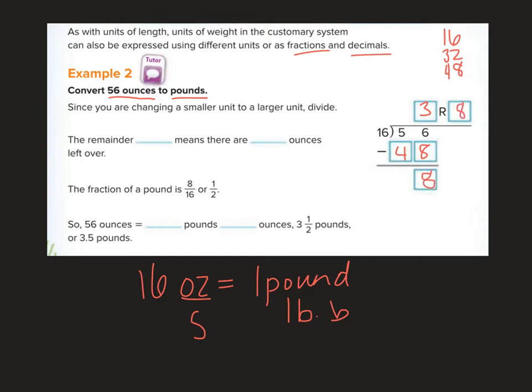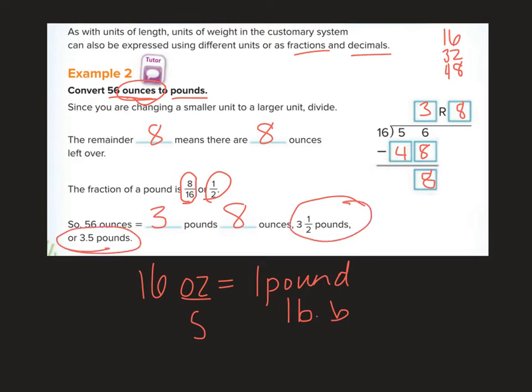So remainder 8. The remainder 8 means there are 8 ounces left over because that was the original unit we were in, ounces. The fraction of a pound is 8/16 or 1/2. So half a pound is 8 ounces. So we could either say 3 pounds, 8 ounces, or 3.5 pounds, which also means a half. Right? Because this is like 5/10. If I'm looking at this decimal itself, it is 5/10.